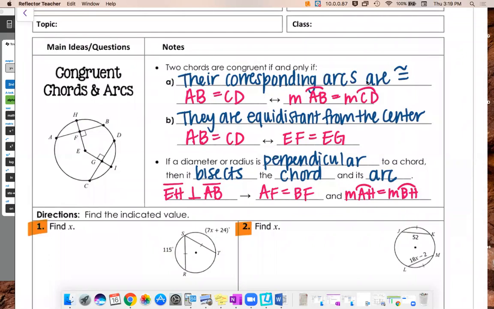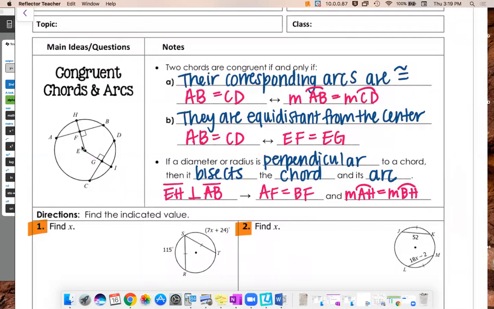Their corresponding arcs are congruent. So if chords are congruent, then their corresponding arcs are also congruent. And then what that means is that if AB, this chord right here, is equal to CD, this chord, then that means their arcs, the measure of arc AB, has to be congruent to the arc CD. Okay, and then if two chords are congruent, then they are also equidistant from the center. So that means if AB is equal to CD, these two chords, then they're equidistant from the center.